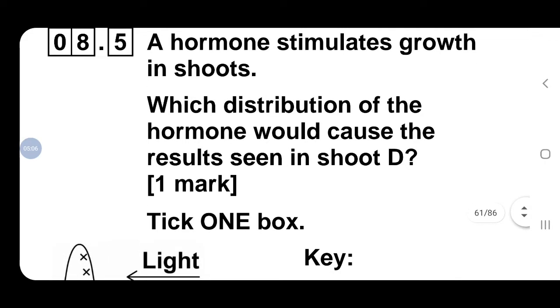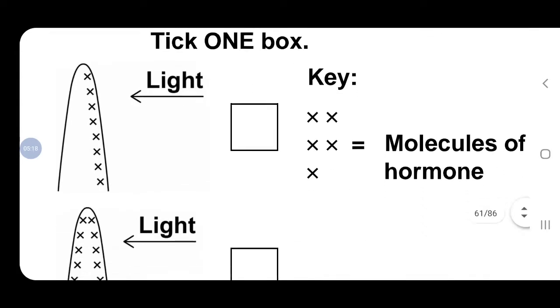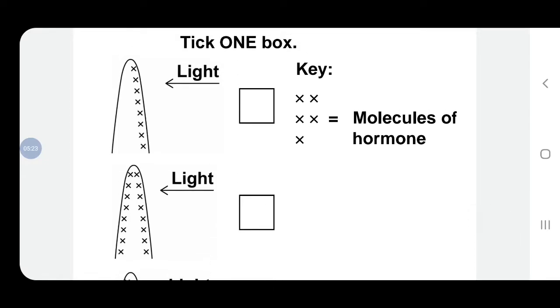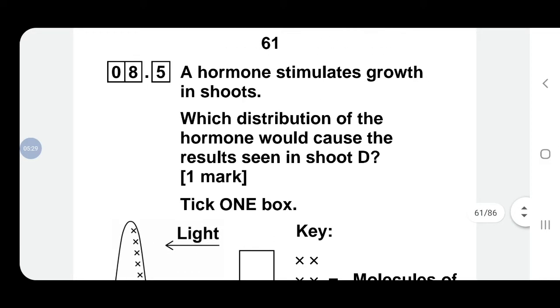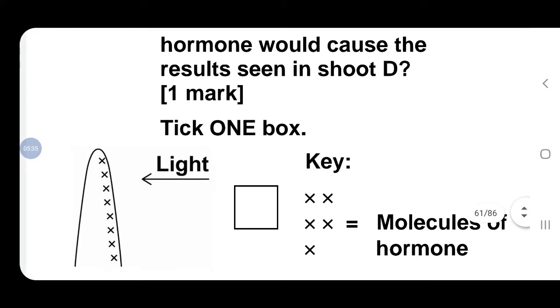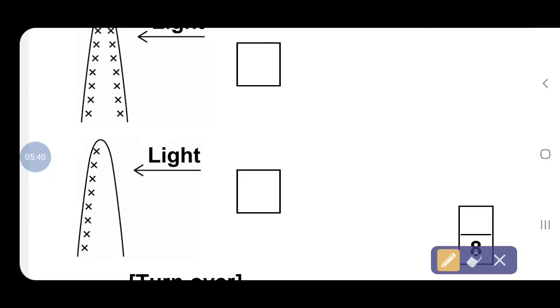Next one. A hormone stimulates growth in shoots. Which distribution of the hormone would cause the result seen in shoot D? Tick one box. You just see the picture here. Here is a key, molecules of hormone. This is a cross section. You just see that this is light. So you need to see which distribution of the hormone would cause the result seen in shoot D. So D here is the answer. You see this line here, and here is a cross section, so light here. So this is the correct answer.